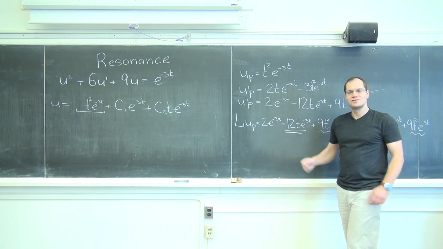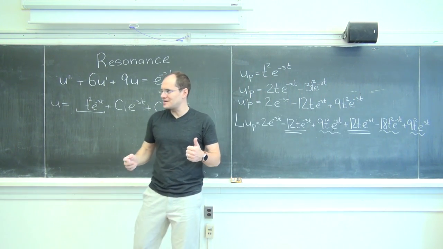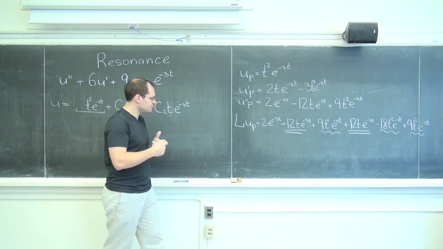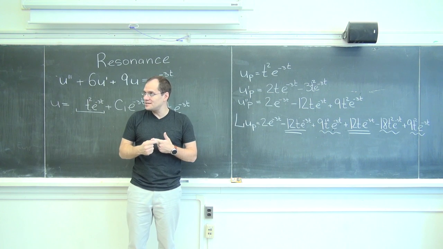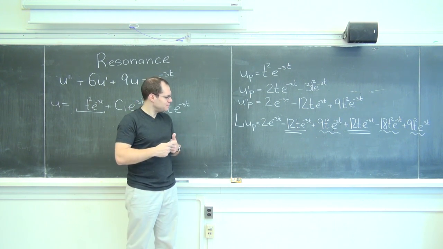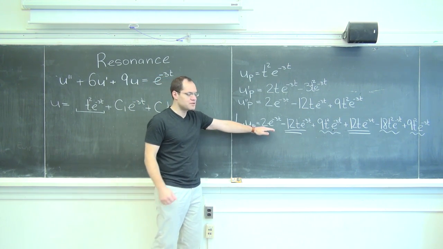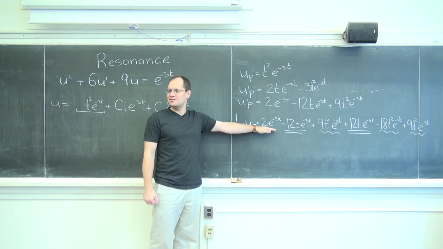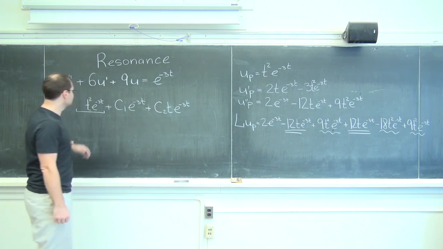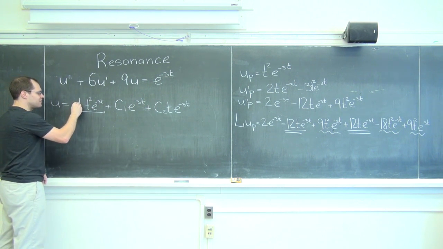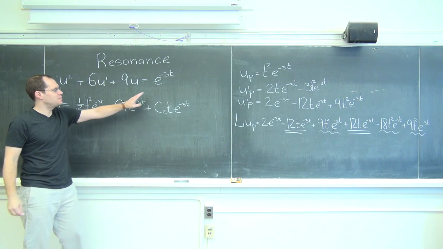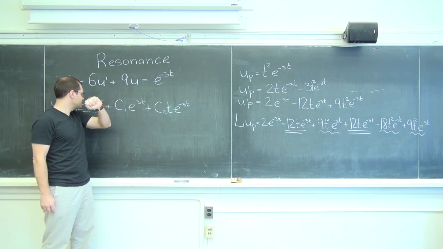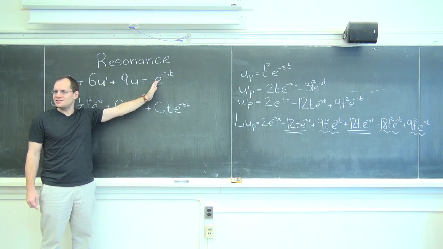So do you see how the terms containing t squared get canceled by a non-miracle? And the terms proportional to t get canceled by a non-miracle? So we're left with just what we want to have: 2 times e to the minus 3t. So our original guess should have had a 1/2. So then we end up with 1/2 times t squared e to the minus 3t.